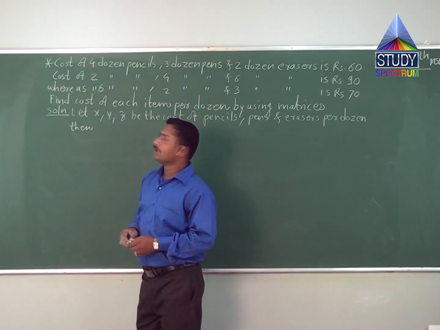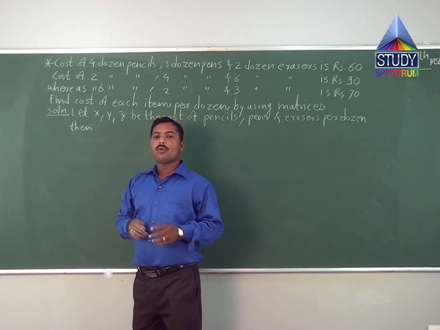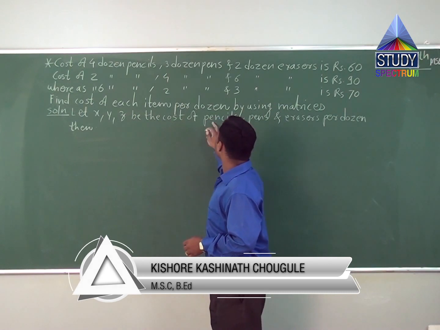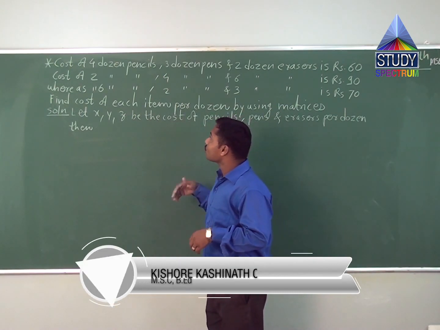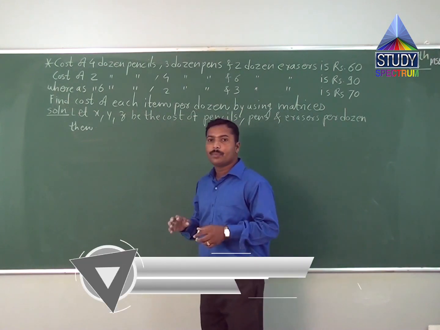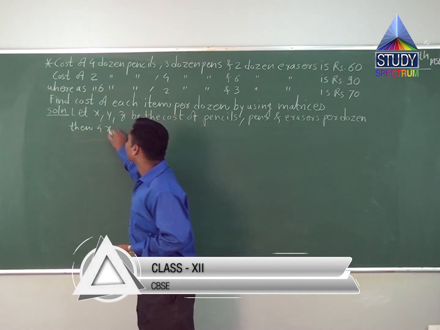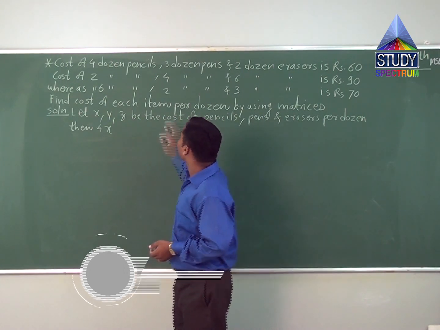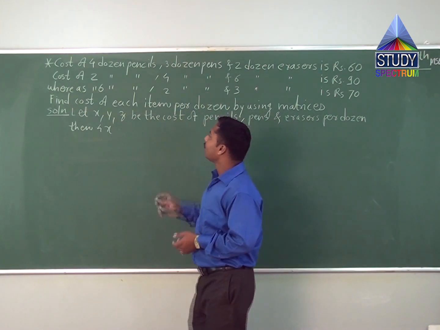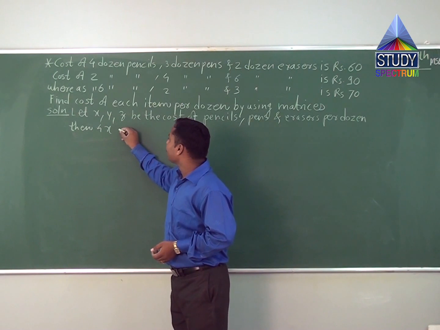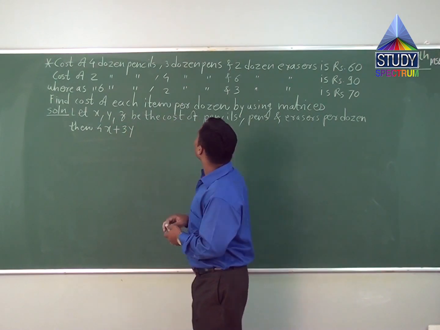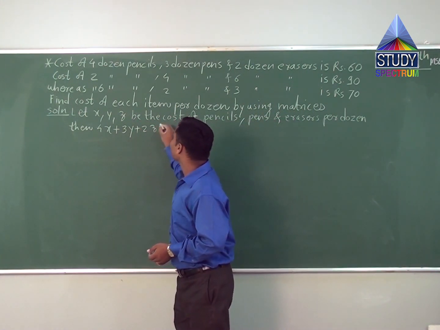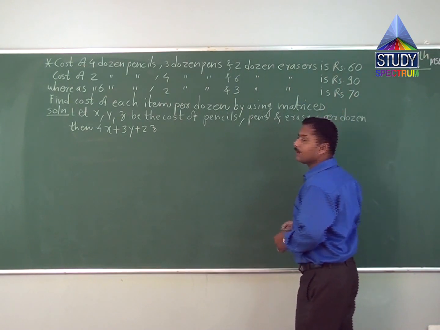Cost of 4 dozen pencils means here the x is the cost of only 1 dozen pencils. Then what is the cost of 4 dozen pencils? 4x, 4 multiplied by x. Similarly, 3 dozen pens means multiply 3 to y, plus 3y. And last, 2 dozen erasers means plus 2z. This total is rupees 60.